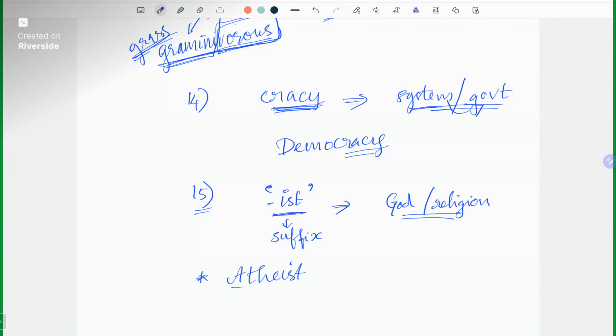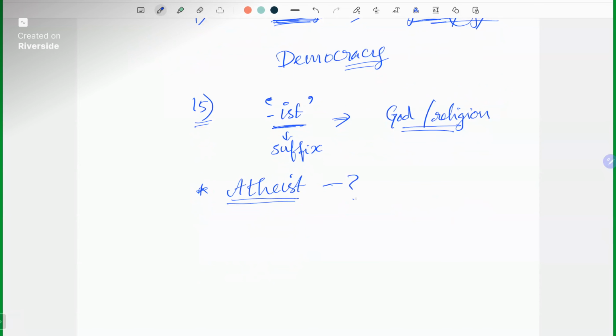Example, atheist. Who's an atheist? Who does not believe in God, to be clear. A person who does not believe in God is called atheist. Ist, the root word theo, something which involves God. Atheist, a means who does not believe. He does not believe in God. That is the meaning. Even polytheist, the root word theo, something related to God. Poly means many, who believes in many gods.